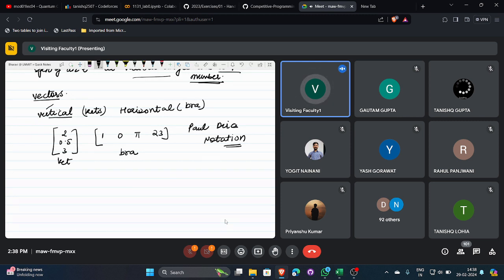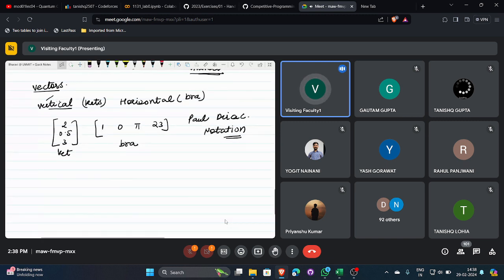Paul Dirac gave this notation. It is nothing but the vector representation. When you represent it vertically, or in column form, it is called a ket. When you represent it in row form, it is called a bra vector. So what actually is it?